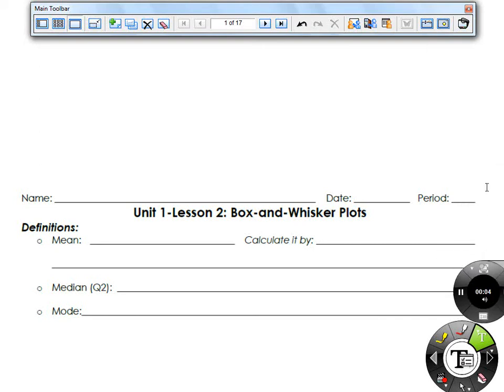Right, so your mean, we said, is your average. You calculate it by adding up all your data and dividing it by how many data pieces there are. Is everybody clear on that? Okay, so remember how to take an average.